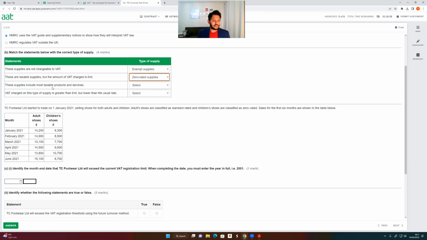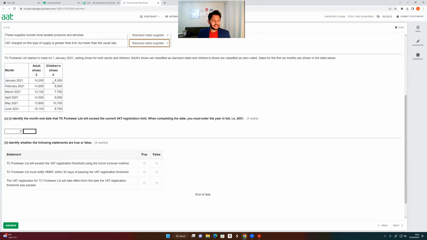This supply includes most taxable products and services. So this is standard rated, I think, because it includes most taxable products and services, so the standard rate is 20%. VAT charged on this type of supply is greater than nil, but lower than the usual rate. Normally our standard rate is 20%. So if I charge less than 20%, but more than zero rated, that is more than nil, we call it reduced rated. That's reduced rated.